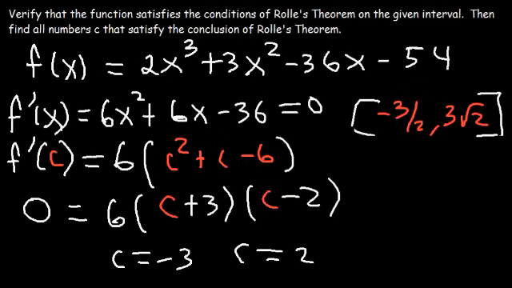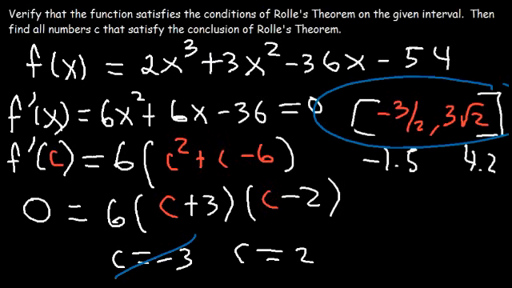So we have two c values in this particular problem. Which one is the right answer? Because f prime of negative 3 equals 0 and f prime of 2 is equal to 0. So we need to see which c value is in the interval. Negative 3 over 2 is about negative 1.5. The square root of 2 is 1.4. So 3 times 1.4, that's about 4.2. It might be a little bit more than 4.2, but it's around there. So we can see that negative 3 is not in the interval. However, 2 is. So this is the answer. C is 2. It has to be in the closed interval.